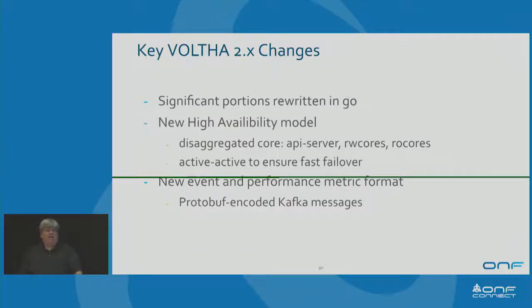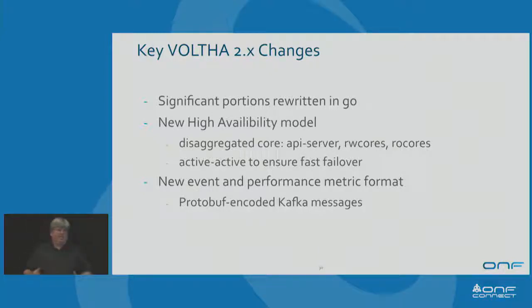There's also a lot of communication-related changes. So for example, we have new formats for events and performance metrics. Rather than using JSON over Kafka, we're now using protobuf encoding over Kafka. So it's kind of a binary format now, but it is encoded in a much more efficient and performance-minded manner. People have done a few studies and proven that the protobuf encoding is much quicker than the JSON encoding, both to serialize and to deserialize.